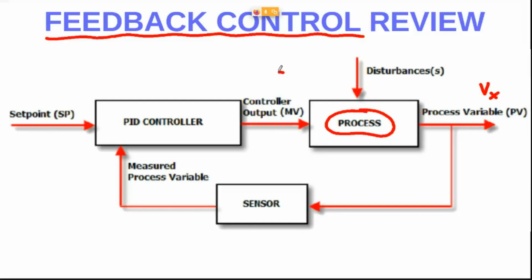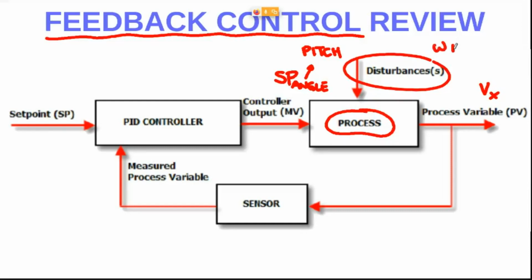Let's say, for example, the set point for the angle. This angle will be the pitch angle, because the pitch angle will be changed in order to make the aircraft go forward. That's the idea. The disturbances could be, for example, the wind. Okay?